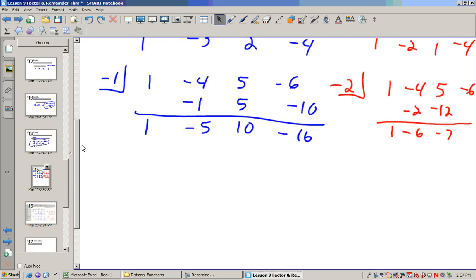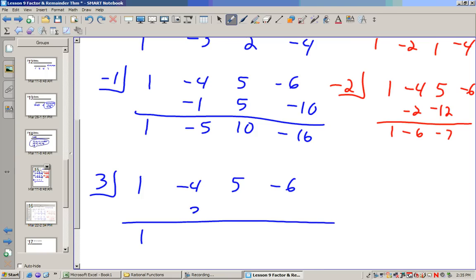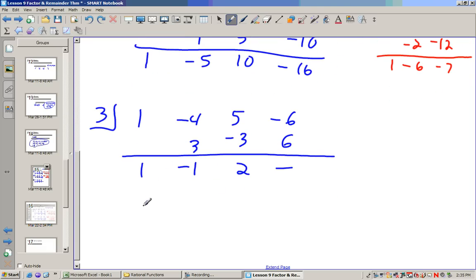All right. So let's try 3. 1, -4, 5, -6. 2 times 3 is 6. Oh, wonderful. Now we have our value. So now we have this thing, which is x squared minus x plus 2. Now, we know that it has a 0 of 3, so that's x minus 3, which is the factor.